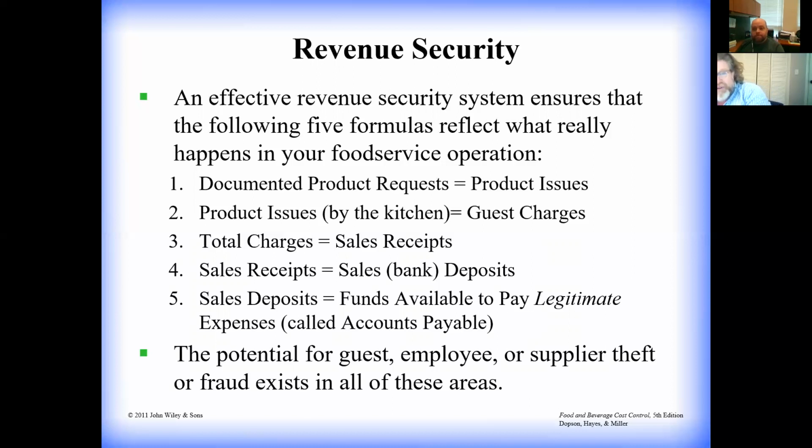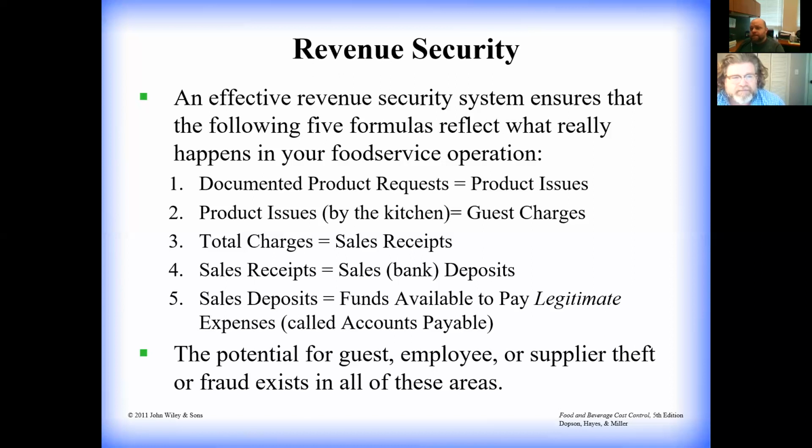Do I have a receipt for 10 steaks that were sold to a guest? And if I have 10 receipts for steaks that were sold to guests, does that match the amount that was deposited in the bank? That I took in $100 and I put $100 in the bank. And then the deposits I put in the bank, does that match the amount of money the bank says I have? And this is the process. If I issue this, I should get this in return. And you check and you make sure that those things match.